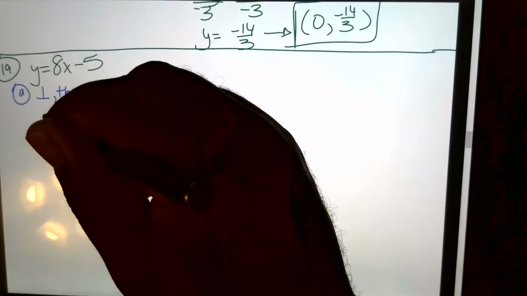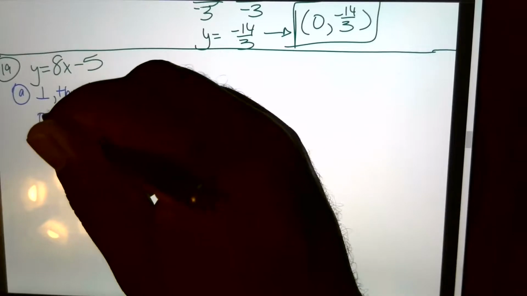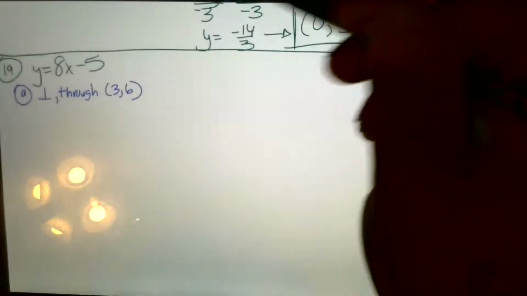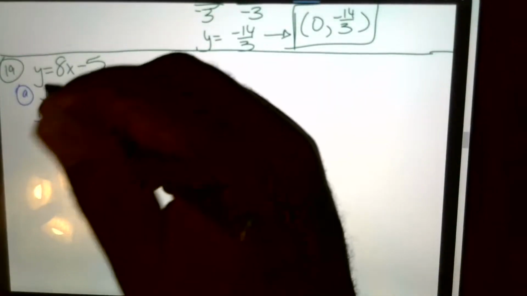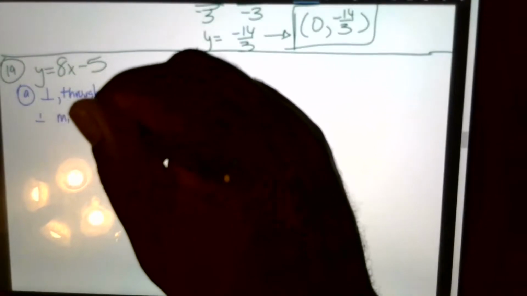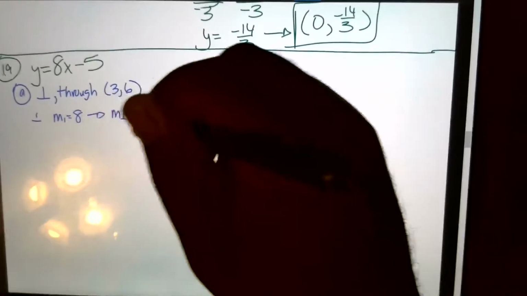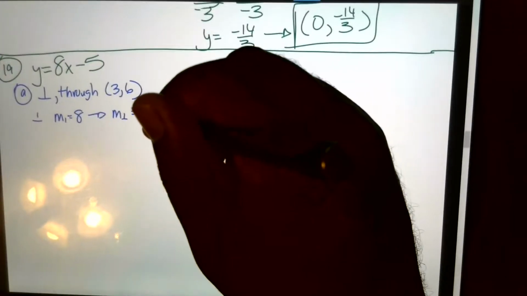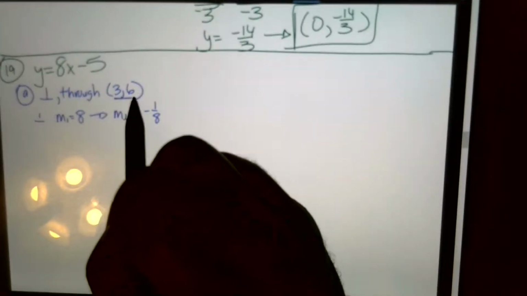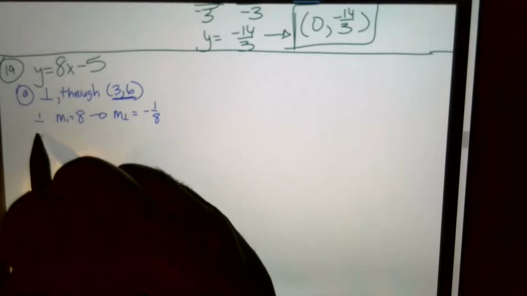So perpendicular means, first step, actually, that probably should be a circle. If my original slope is equal to 8, then my perpendicular slope is equal to negative 1 over 8. Whenever you take the perpendicular, there you go. So it has a perpendicular slope, and they've given us a point to go through. So we just plug that into our point slope form.